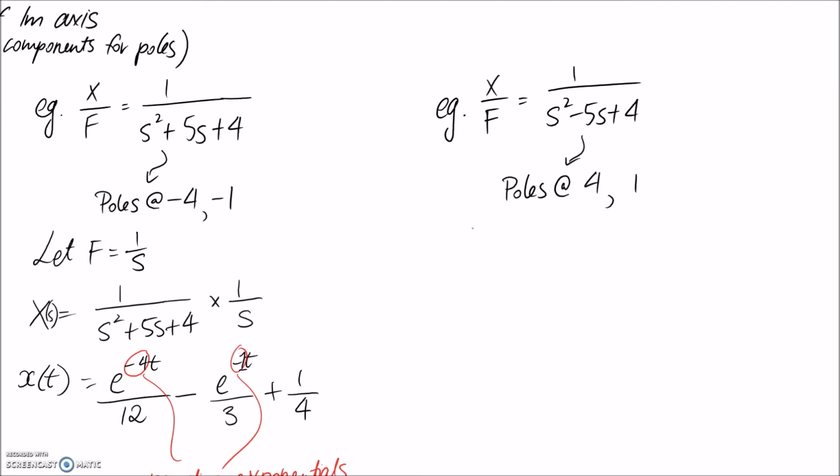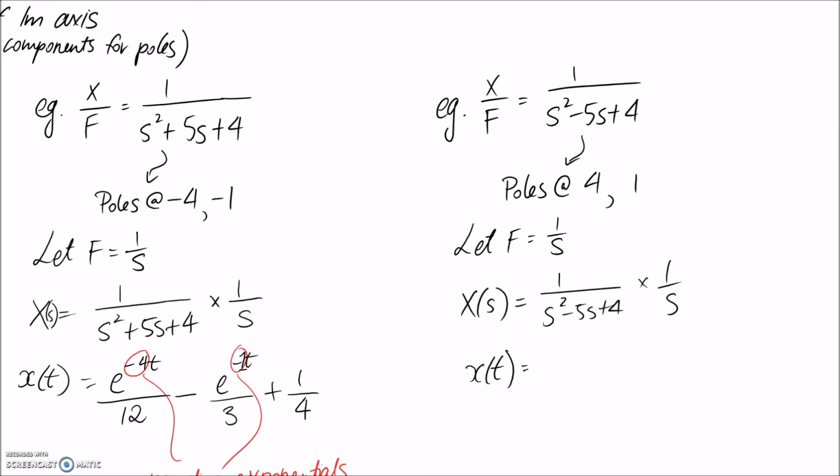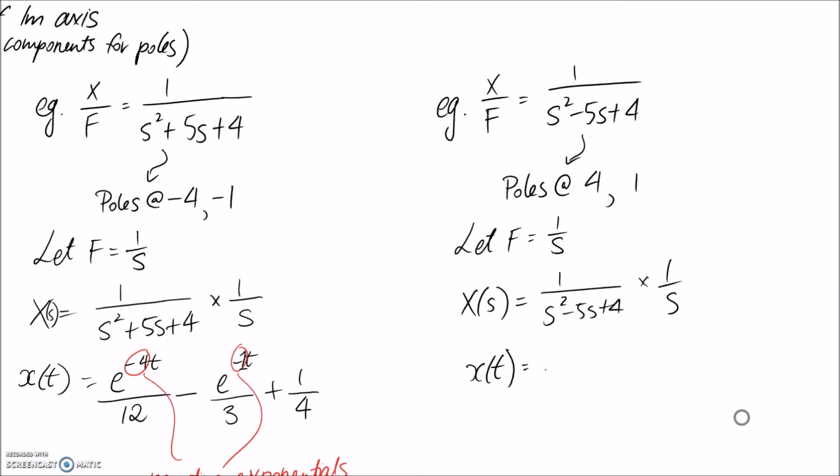So if we go through this same process and give an example where we've got a unit input, and we write out our equation for x as a function of s, all that's going to change is that we've got a negative in here for the transfer function. Then we want to inverse Laplace transform it, so we get x as a function of time. Again, I've put this into Wolfram Alpha. Okay, and this is what we end up with.